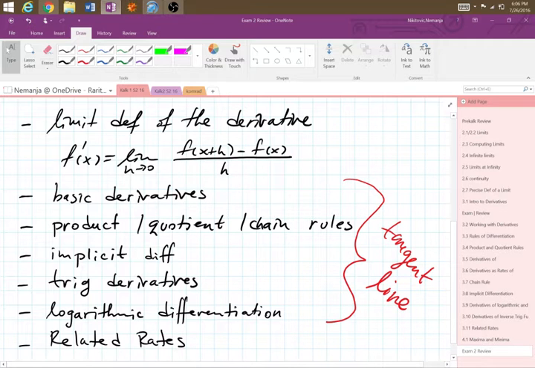Yes. Can you do number 36 on the 3.1 exercises? 36? Let's see if I can.